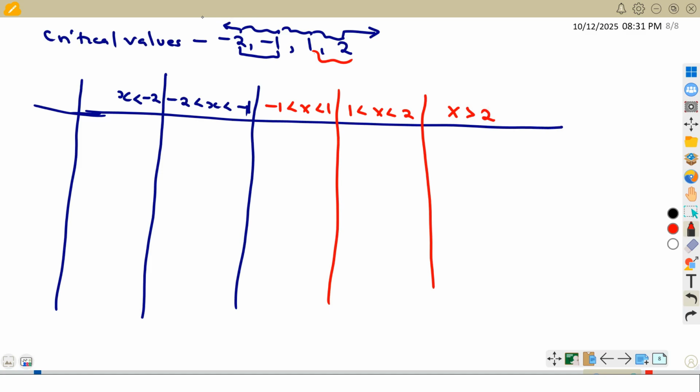So after arranging your critical points, you test for the regions. That is the region less than negative 2, the region between these two numbers, the region between these two numbers, the region between this, and the region which is above. So that is how we look at where the curve exists. That is the major principle that we follow.